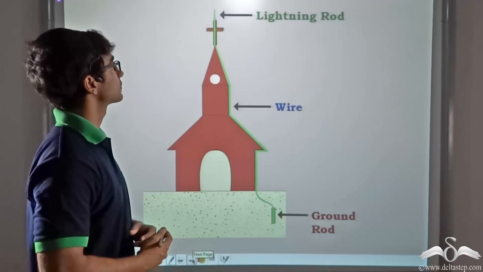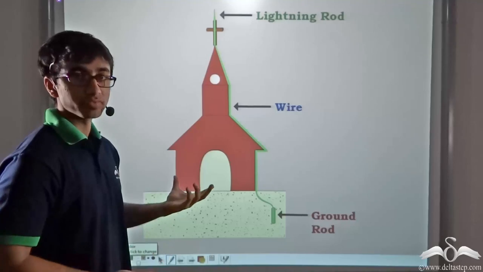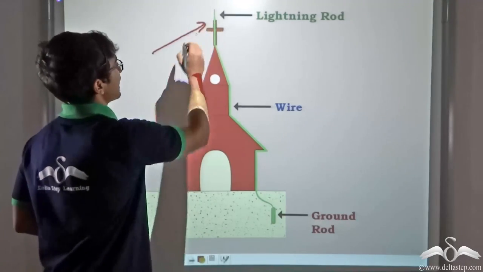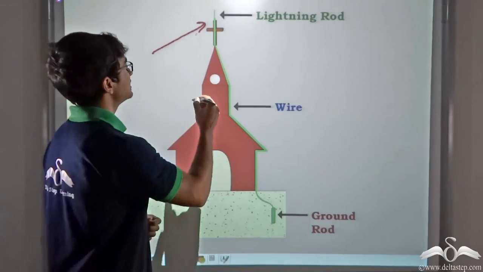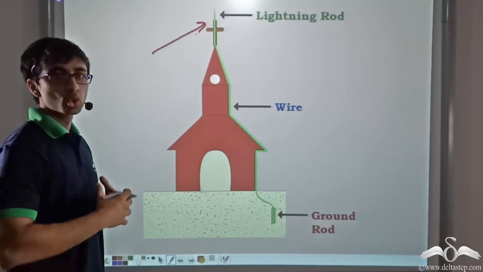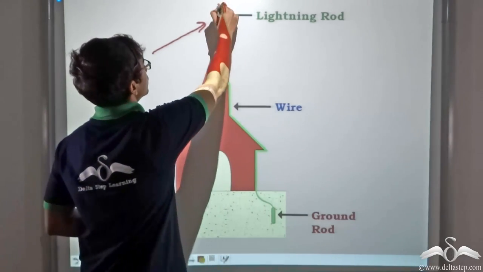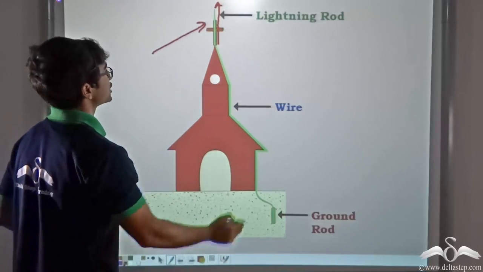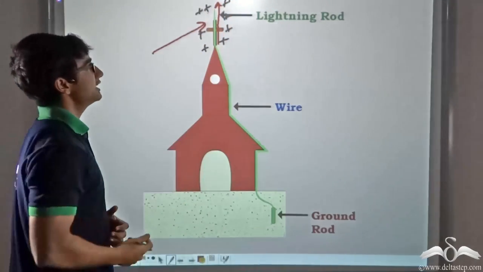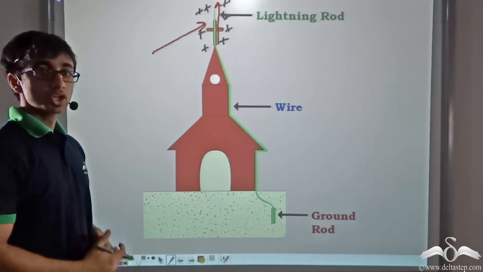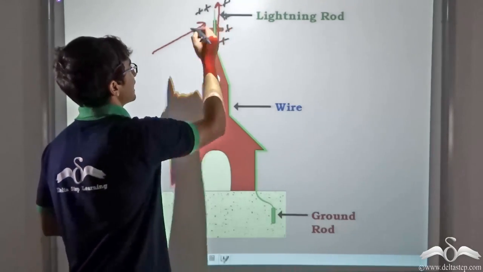So consider this picture. In this picture, we'll find that a lightning rod has been installed on the top of this church. This is the lightning rod that is being shown in green. Now, what is happening is, since tall objects have a greater tendency to accumulate positive charges, as we just discussed, this lightning rod will accumulate a lot of positive charges on it. Now, we have studied that unlike charges attract one another, so the negative charge that is forming on the cloud will be attracted by the positive charges on this lightning rod.